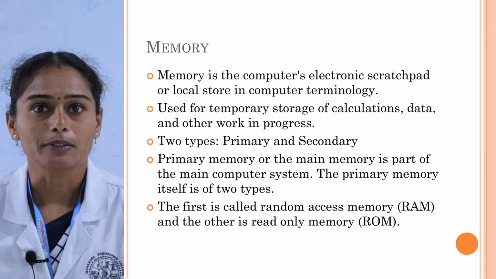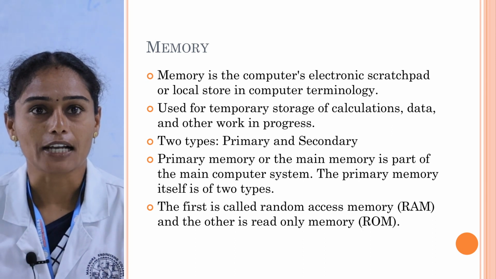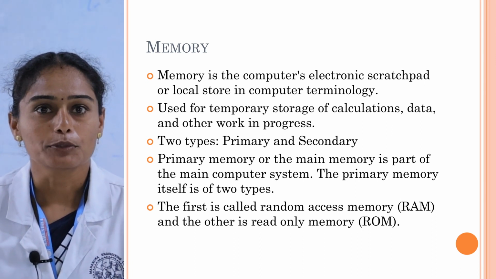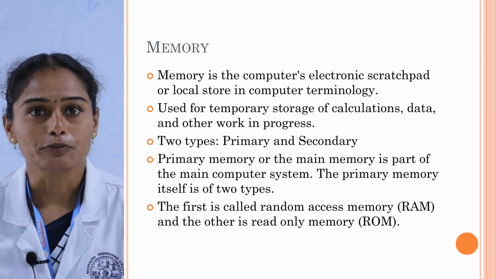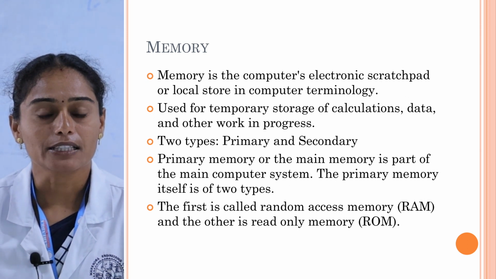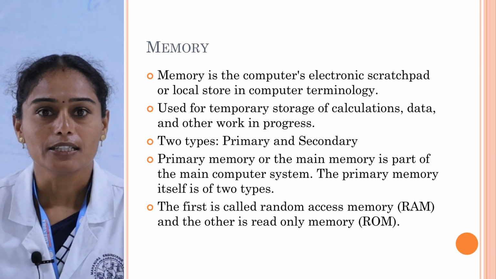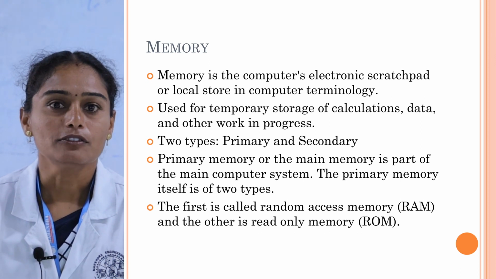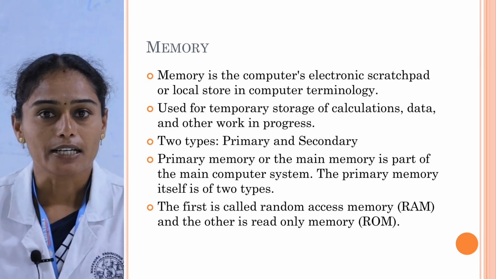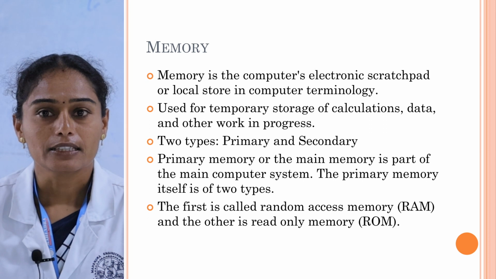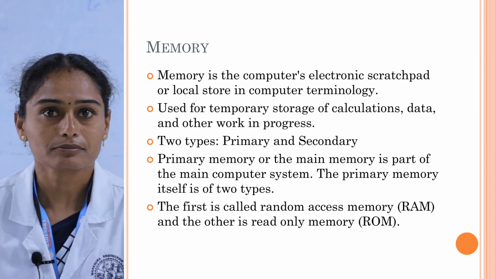Final one is the memory. Memory is the computer's electronic scratch pad or local store, in computer terminology. There are 2 types of memory. First one is primary and the second one is secondary. Primary memory, which is also known as the main memory, is a part of the main computer system. The primary memory is of 2 types. First one is random access memory and then read-only memory.